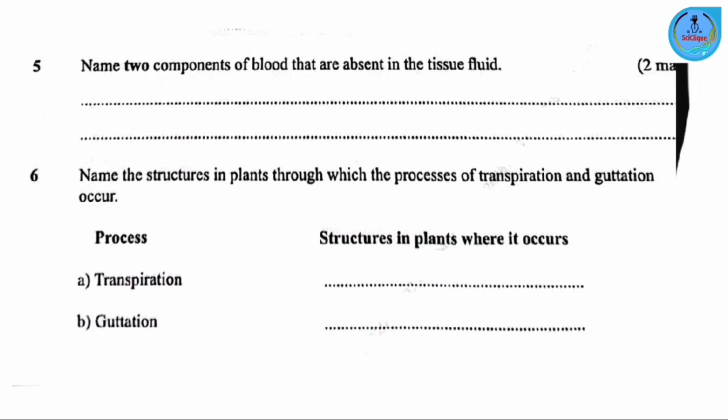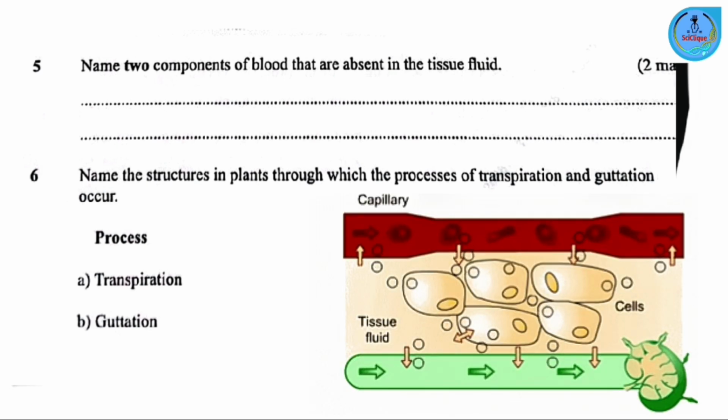Question number 5. Name 2 components of blood that are present in the tissue fluid. Okay, so tissue fluid is simply the fluid that surrounds the cells in the body. Now, when it comes to the components of blood, are we going to have the blood cells present? Yes and no, depending on which blood cells we are talking about. Red blood cells, no. These are going to be absent in the tissue fluid. Okay, platelets too. Platelets are also not going to be present in the tissue fluid.